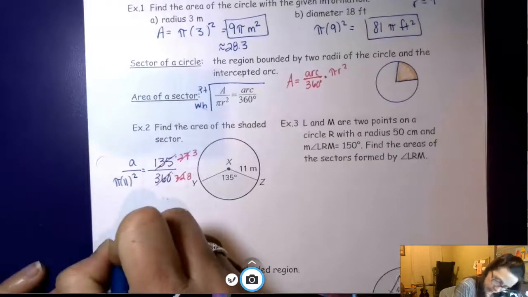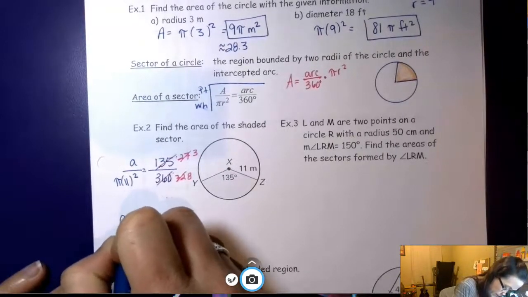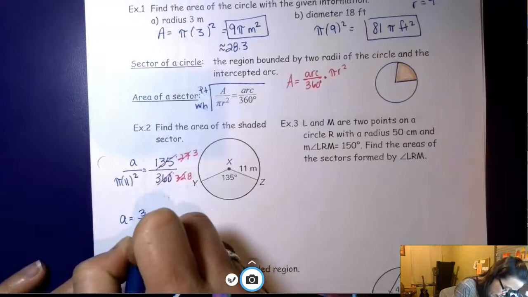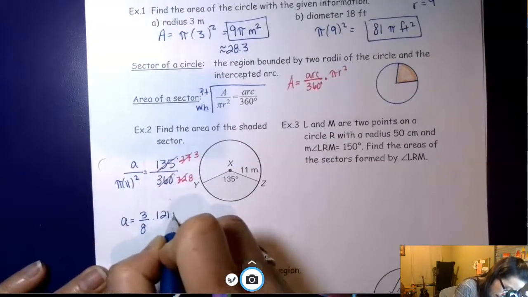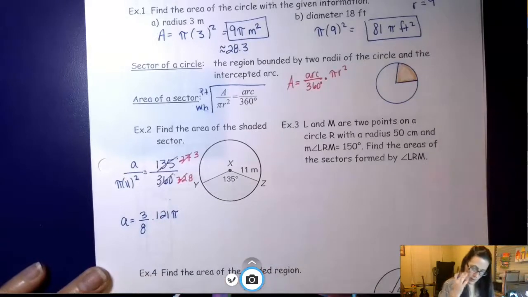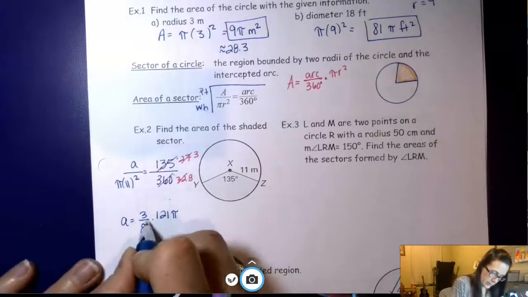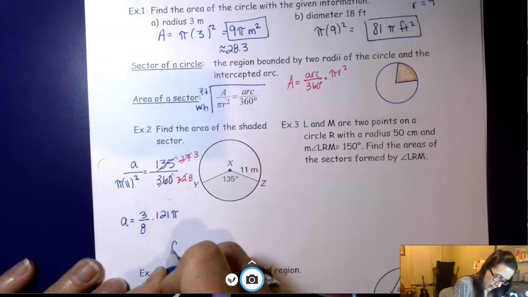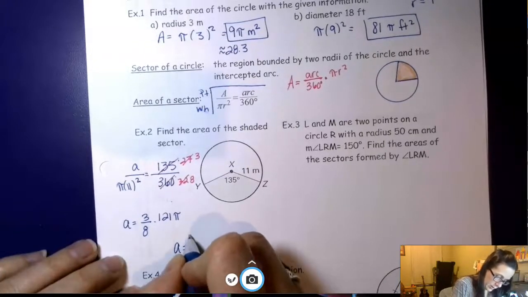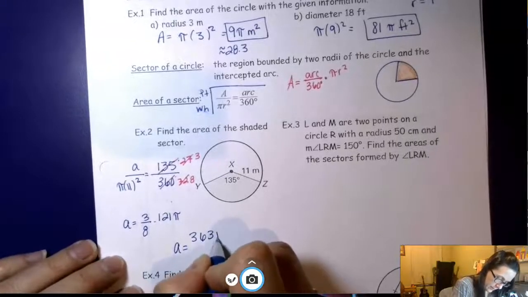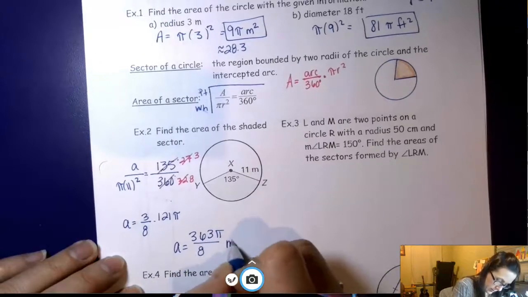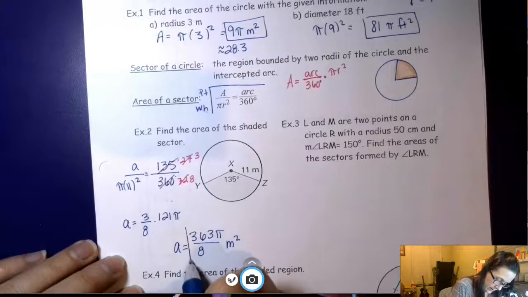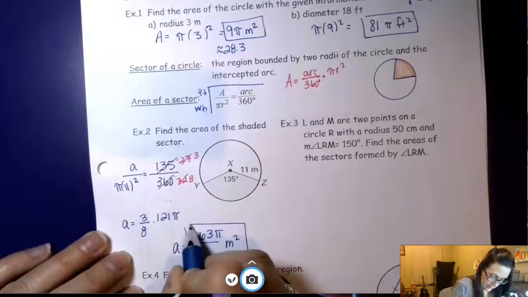I'm going to cross multiply. I'm going to get my area is equal to 3 over 8 times pi r squared, which is going to be 121 pi. Well, again, you want to multiply those together. So A will be equal to 363 pi over 8 units squared because it's an area. This would be your answer.